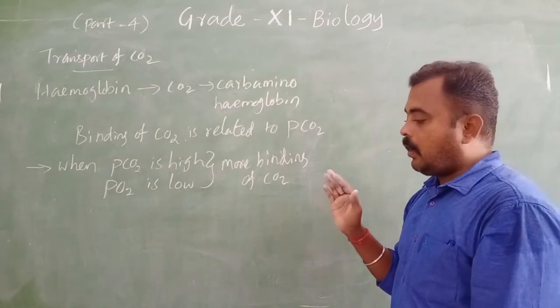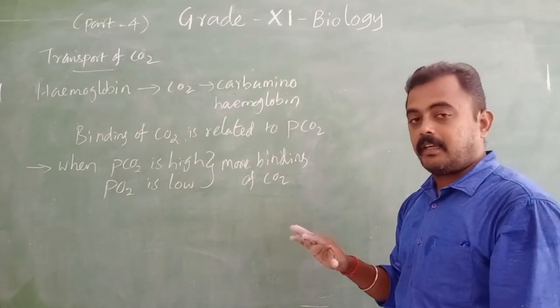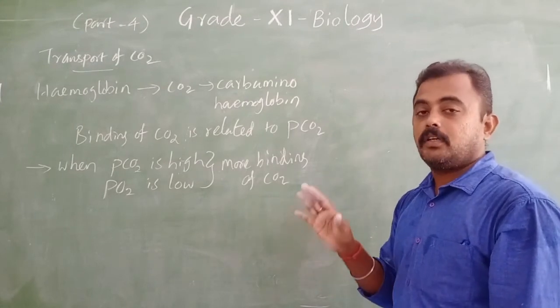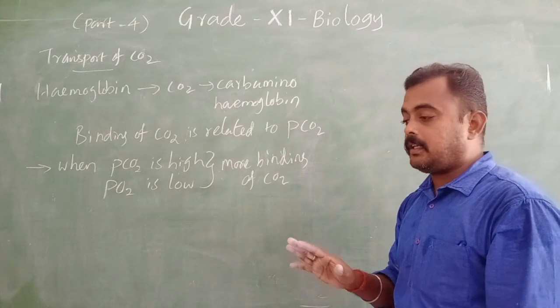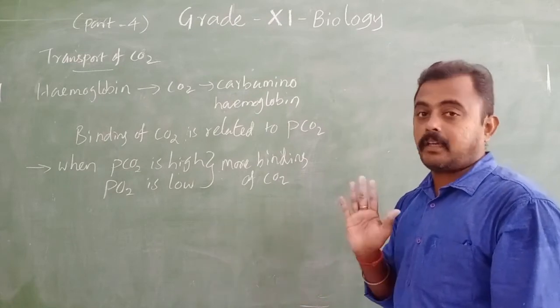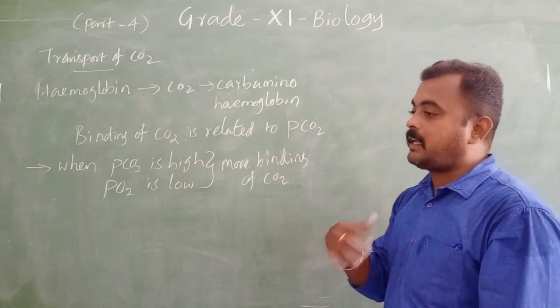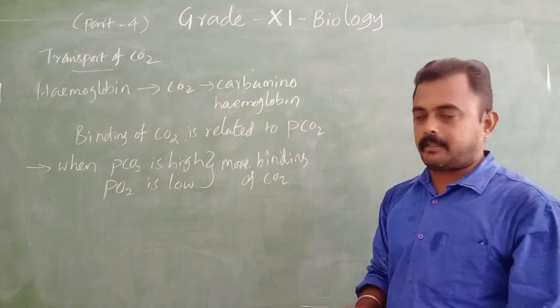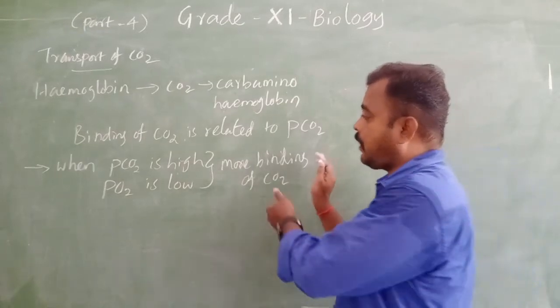So that hemoglobin is known as carbaminohemoglobin. Okay. How many percent is it carrying? 20 to 25% is carried by RBC. 70% is carried as bicarbonate. How that bicarbonate will be formed, I will explain. Right. Here the formation is happening.